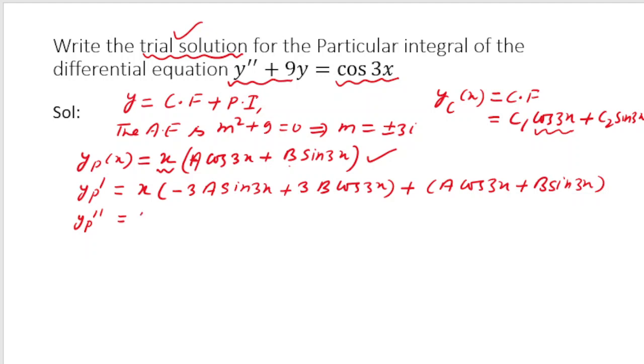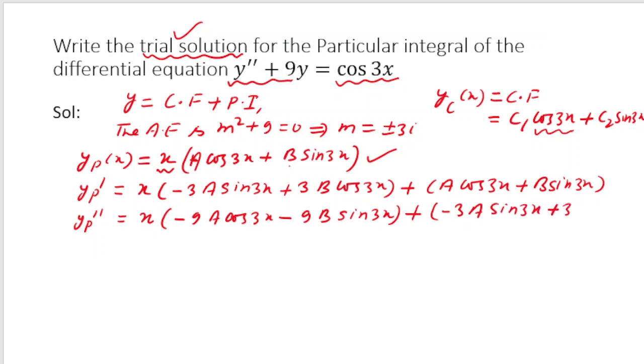So again first function is x, I need to differentiate this, so it will become minus 9a cos 3x, and it will become minus 9b sin 3x. I hope you understand the derivative, and plus the derivative of this I already did. So the second function, that is minus 3a sin 3x plus 3b cos 3x, and then the derivative of x is actually 1, right?